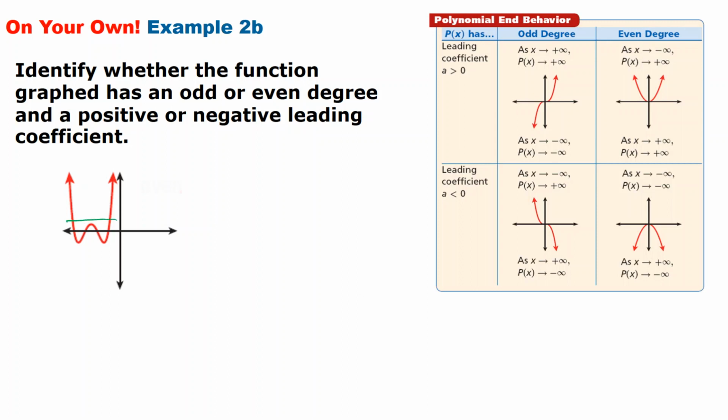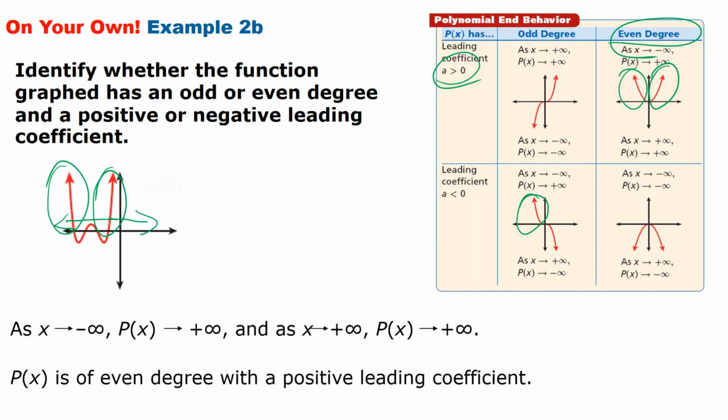As x gets more and more negative, my function gets more and more positive. And as x gets more and more positive, my function gets more and more positive. It could have been that one, but in the end, it is this one. So I can see that I have a leading coefficient that's positive and an even degree. Even degree with a positive leading coefficient. I think you can start to see how the pattern works on that.